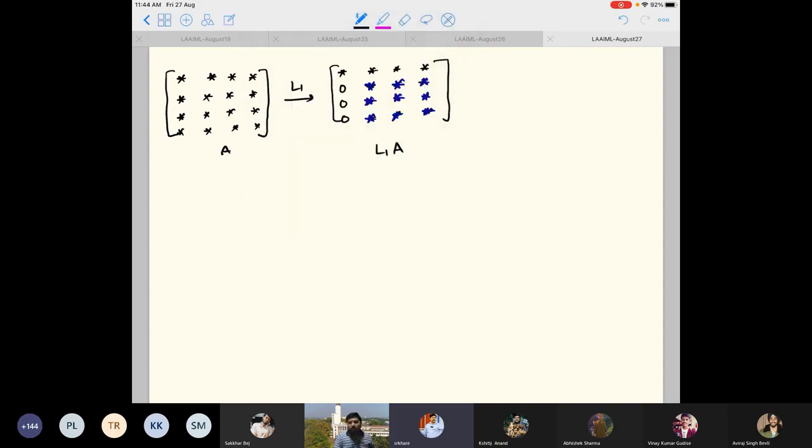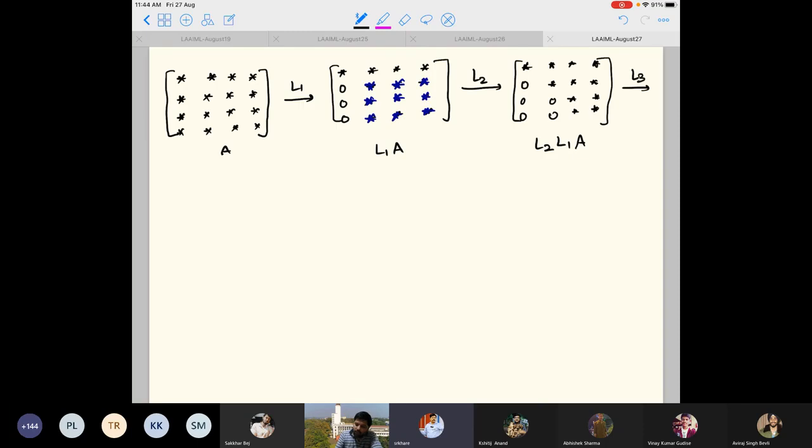And then I am going to construct L2 in such a way that this thing happens. This first row and first column does not change. But now I look at this 3x3 blue submatrix, and it gets changed to this form. So this is L2, L1A. And you catch the drift of what is really happening here. Then I will do one more thing.